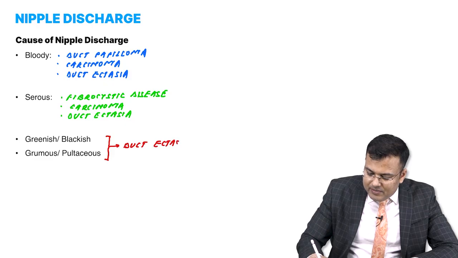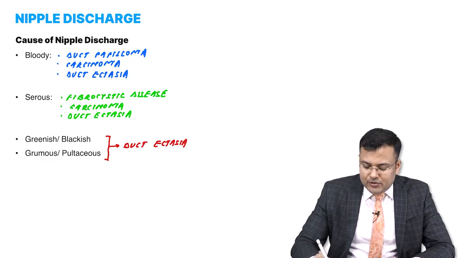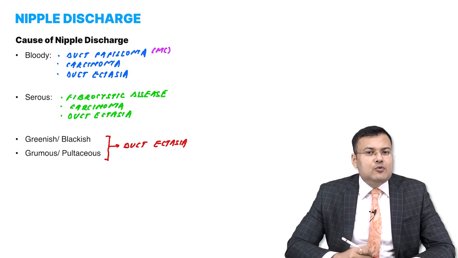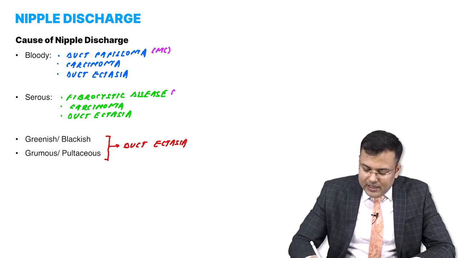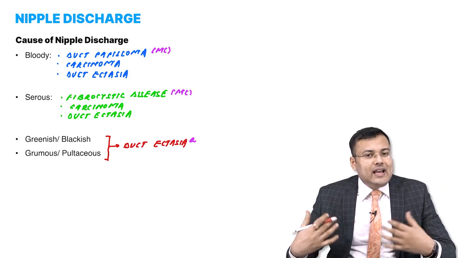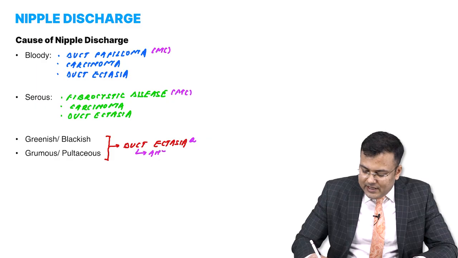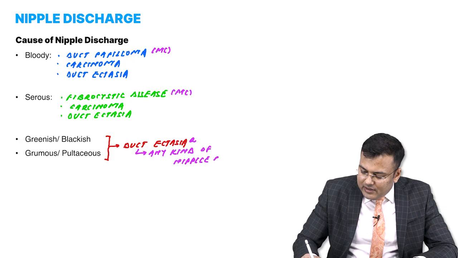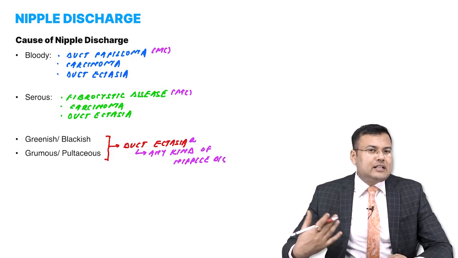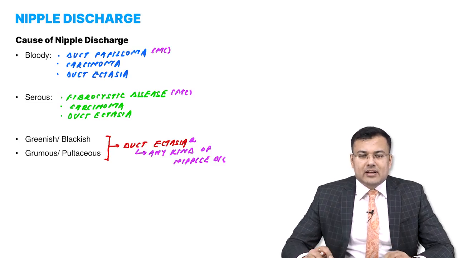So I'm repeating the questions which are asked frequently. They ask, what is the most common cause of bloody nipple discharge? You know, duct papilloma. What is the most common cause of serous nipple discharge? You know, it is fibrocystic disease. And any kind of nipple discharge, what? Any kind of nipple discharge is possible in duct ectasia. So important point, any kind of nipple discharge is possible in duct ectasia. Clear? So you saw there is bloody nipple discharge, serous, greenish, blackish, grumous, pultaceous nipple discharge. Got it? These are the causes.